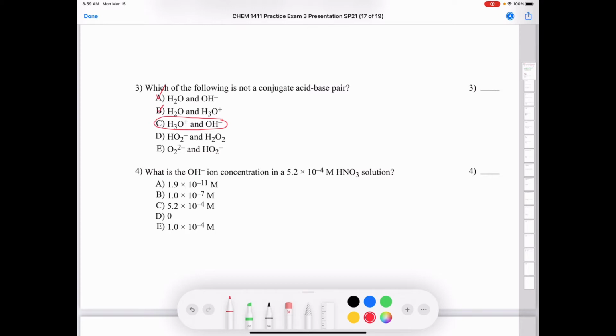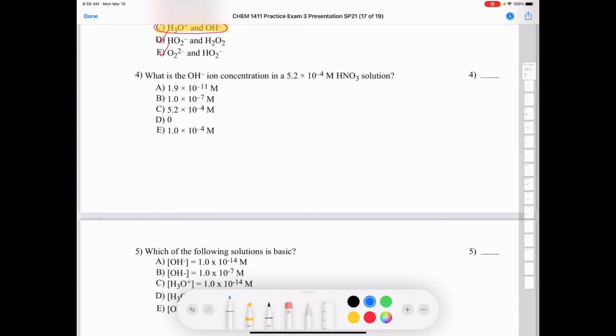If we look at the next one, we see that if this polyatomic ion gains one proton, it becomes hydrogen peroxide, so these are conjugates. And if we look at O2 with a 2- charge, if it gains one proton, we end up with this as the conjugate acid. And so the answer is C. These are not a conjugate acid-base pair.